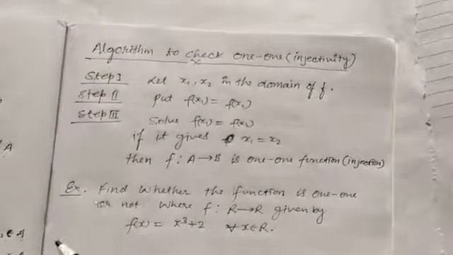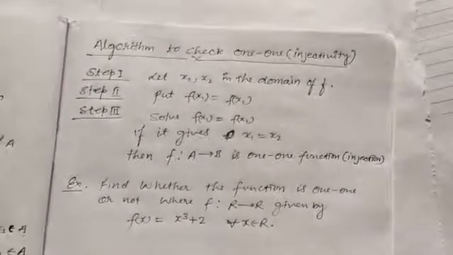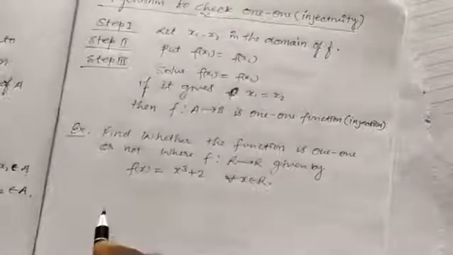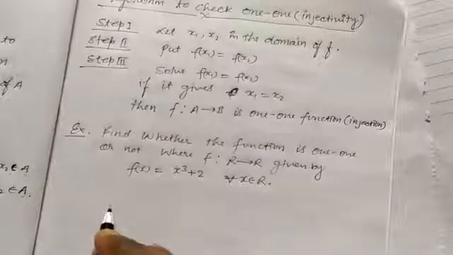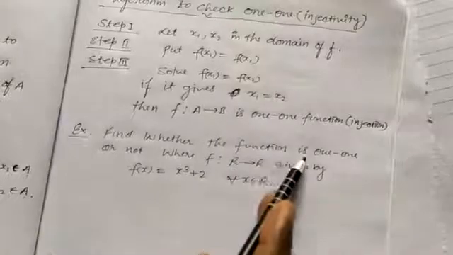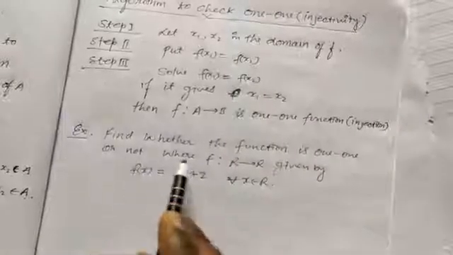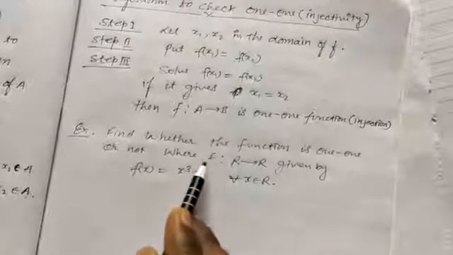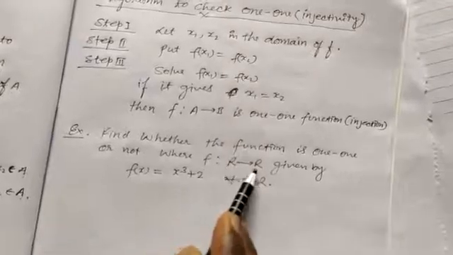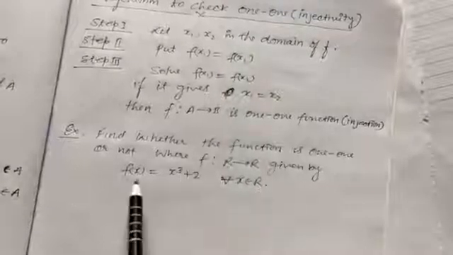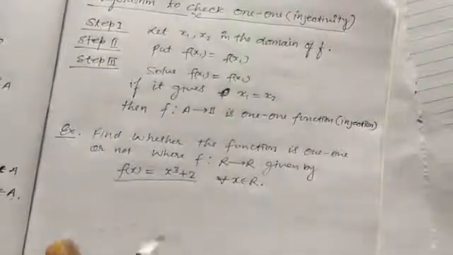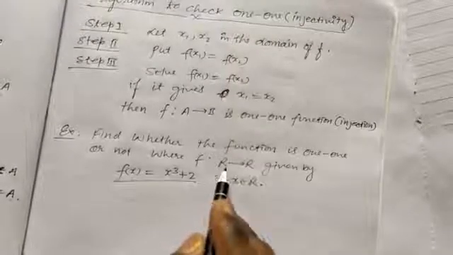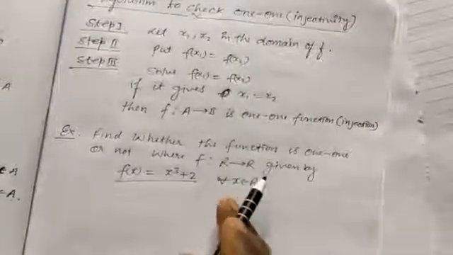With the help of one example, you can understand how to use the algorithm to check one-one or injectivity of a function. Find whether the function is one-one or not, where f maps from R to R. This is the real number and this is also the real number. f is mapping from real to real, given by f(x) equals x cube plus 2 for all x belonging to real numbers. This is the domain and this is the codomain of the function.